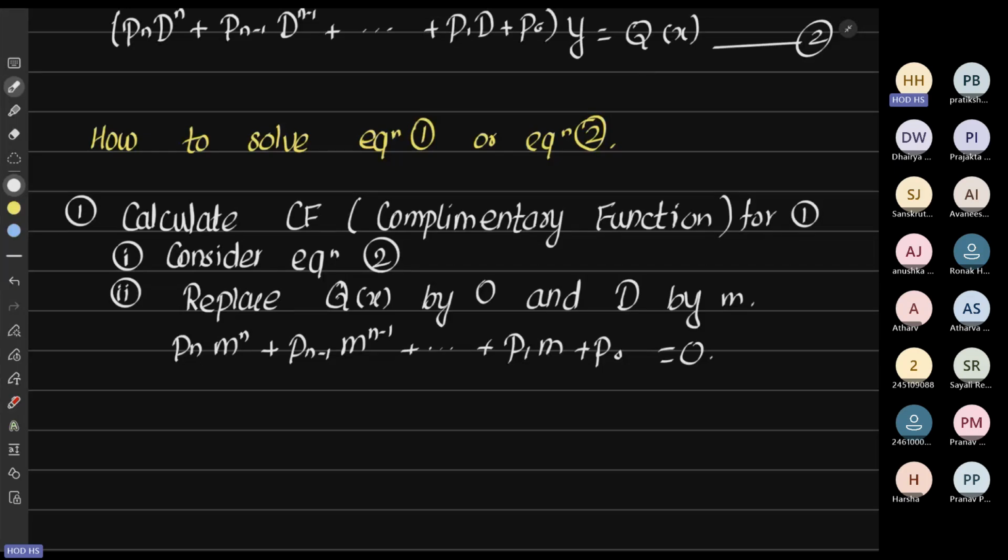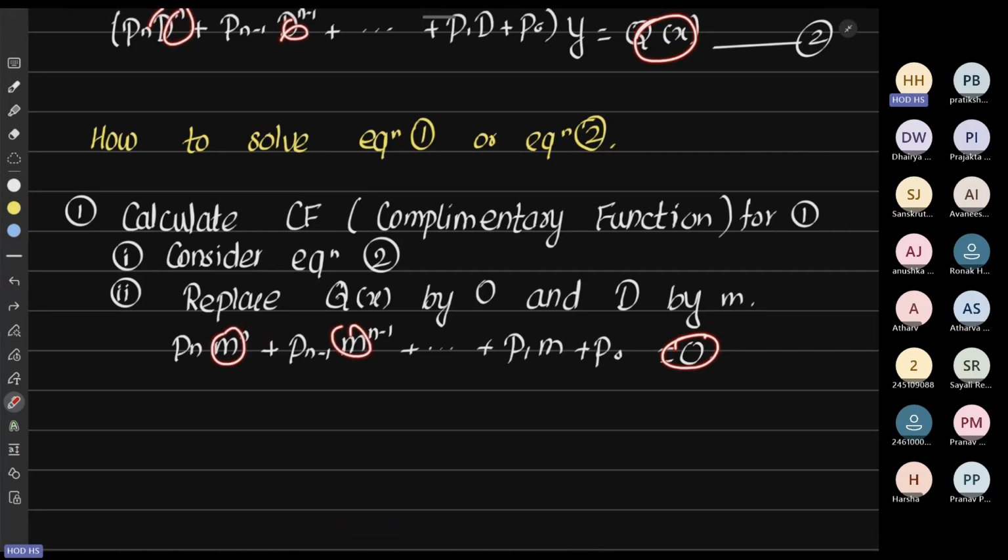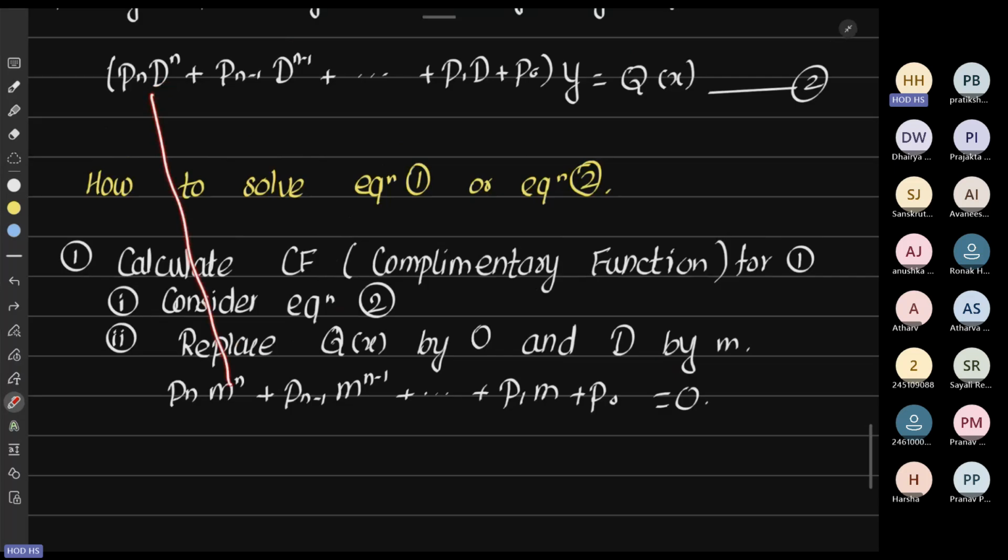So I'm replacing this Q of x as 0 and every D by m. Here there is no D, so that's why there is no replacement, and this Q of x is 0.